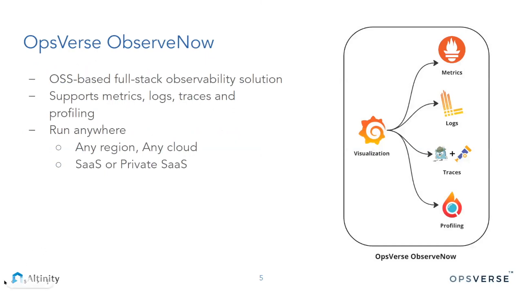So I would like to introduce one of the tools. When I talked about OpsVerse, I mentioned that we run a DevOps tools platform. One of the tools that we run on the platform is a full stack observability solution. This is a solution where we bring in metrics, logs, traces, and profiling under one platform, under one umbrella. And this is a tool stack that you can come to our website, click, and then run on any region, any cloud. You can run it as SaaS or as private SaaS, meaning as private SaaS, this entire stack gets fully managed within your own cloud account or within your own network.